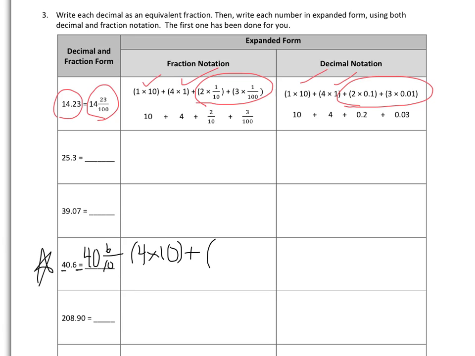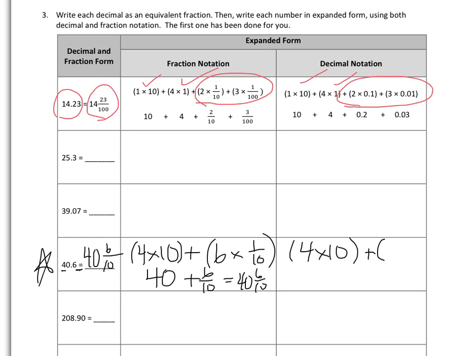They have the digit of 6 in the value of 1/10. And again, students are going to want to show the math underneath. So this is 40 plus 6 tenths equals 40 and 6 tenths. For the decimal form, nothing changes with the tens place. It would still be 4 times 10.